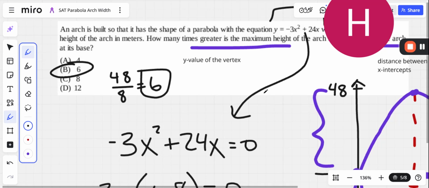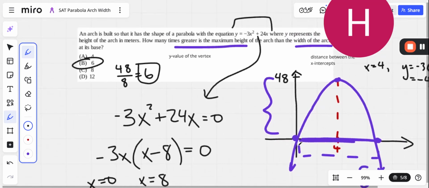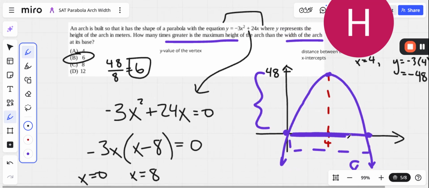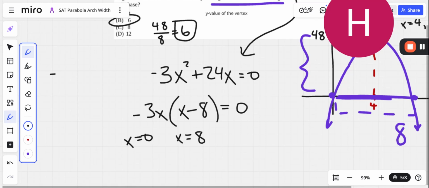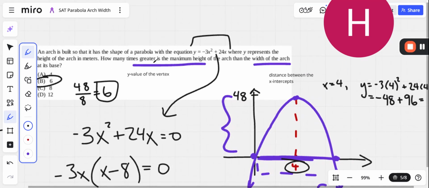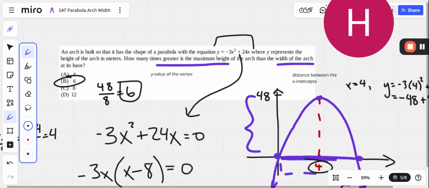The quick way, a summary of what we did, would be to just find the distance between the x-intercepts however you need to, and find the height of the vertex however you need to. You also could have used negative b over 2a to find the middle. That would have been negative 24 over negative 6. It still gives you that x value of 4. And then you just need to carefully use the question, which asks for how many times greater the maximum height is than the width. Other than that, pretty straightforward. If you get good at these, it should only take you about 45 seconds to a minute, although you technically have about a minute and 30 seconds on the SAT.